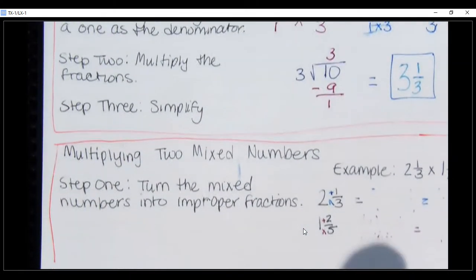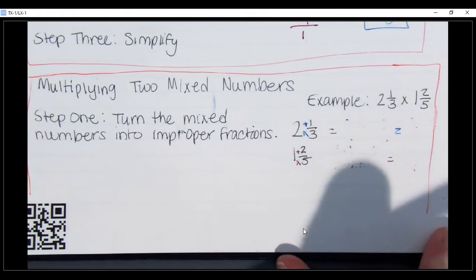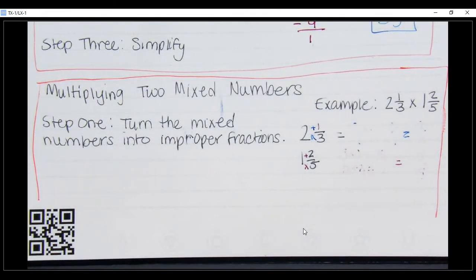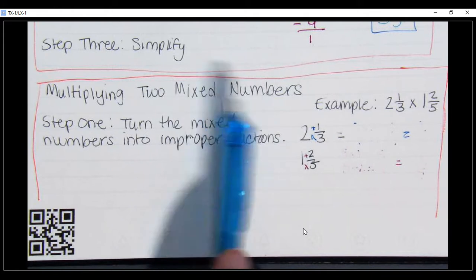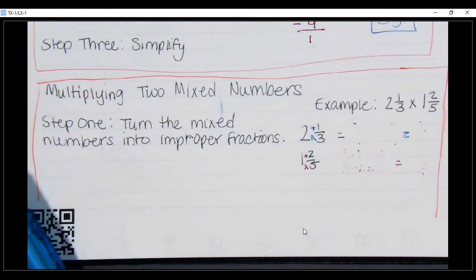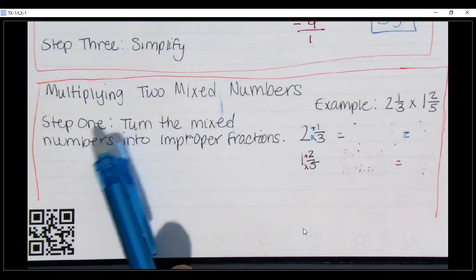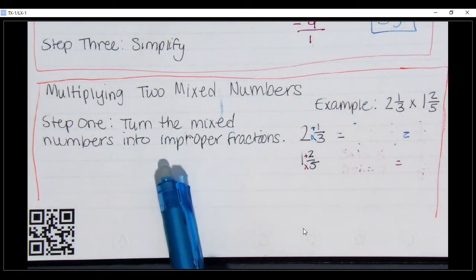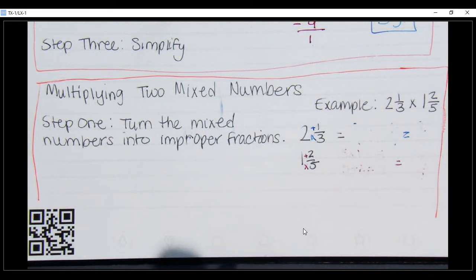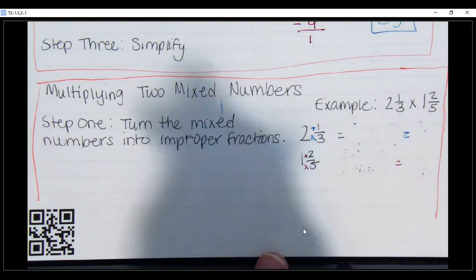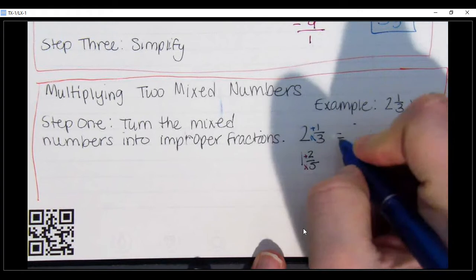One more though. What do you have to do when you multiply two mixed numbers? Well, same thing as before. We want to turn those mixed numbers into improper fractions first. So, same process as before. That's why all these skills are super important to know, because they build on top of one another.